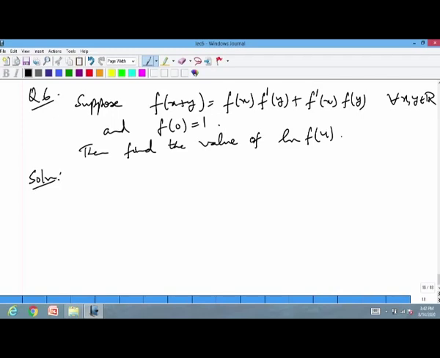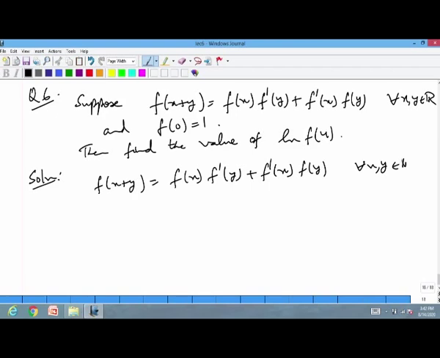So, we are given that f is a differentiable function which satisfies f of x plus y equal to f x f prime y plus f prime x f y for all x, y in the real line, and also we are given the value of f of 0. So, if we put x equal to 0, y equal to 0, then we see that we can calculate the value of f prime 0.